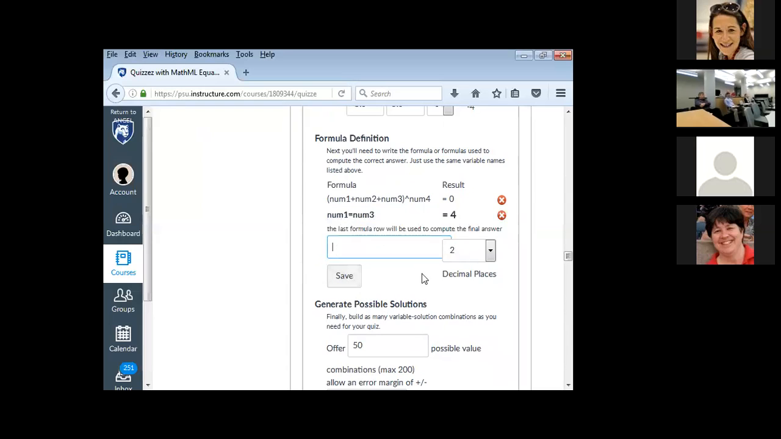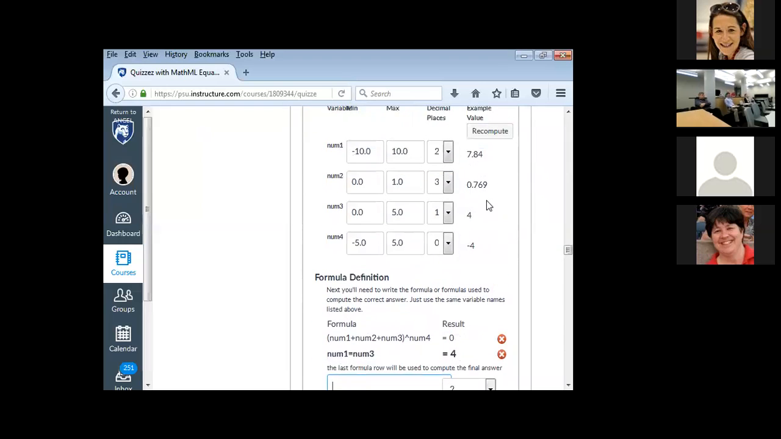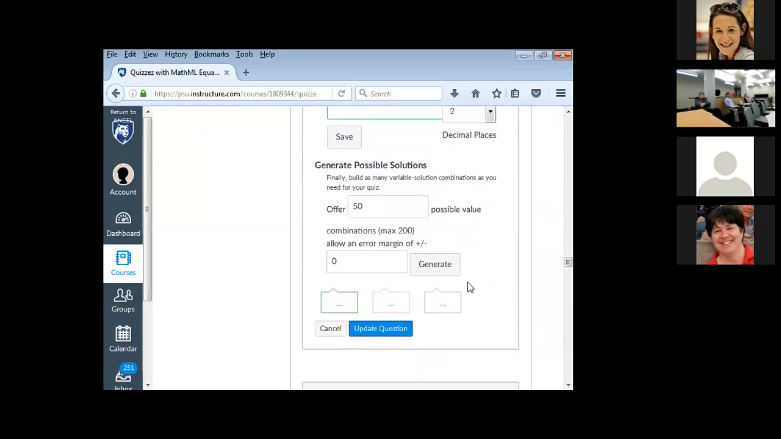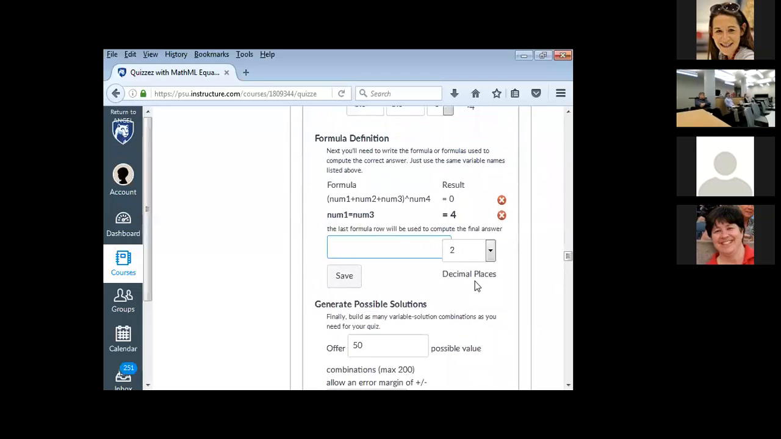The last formula will be used to compute the final answer. So what's that for? That four is based on the numbers that were given up here. Okay. Then you can see a sample. Well, you could do an iterative thing. I'd want to sit down and actually try a couple. Yeah, you could be creative there, I think.